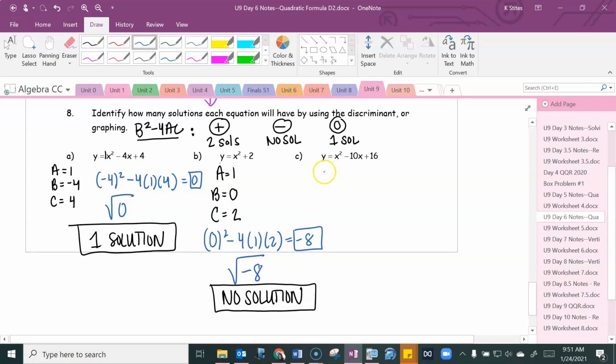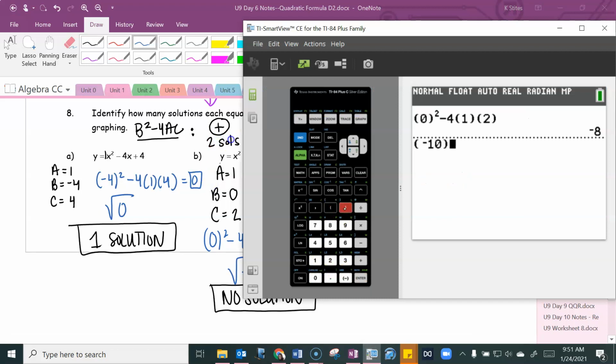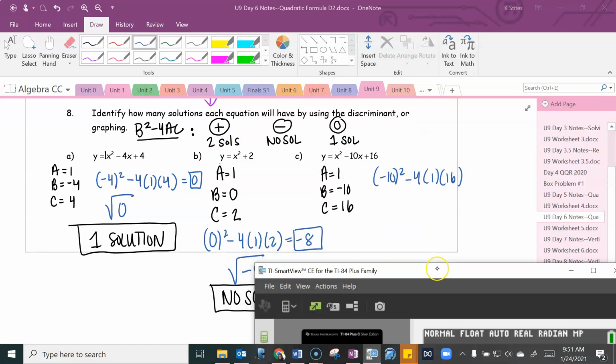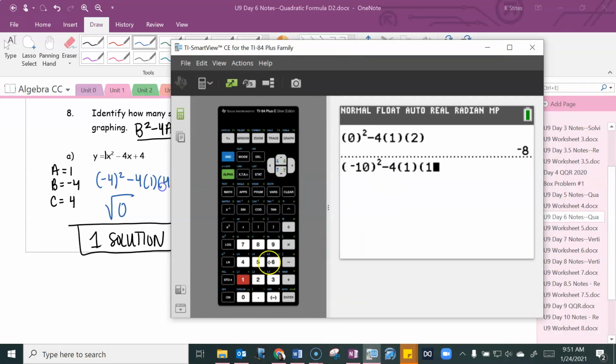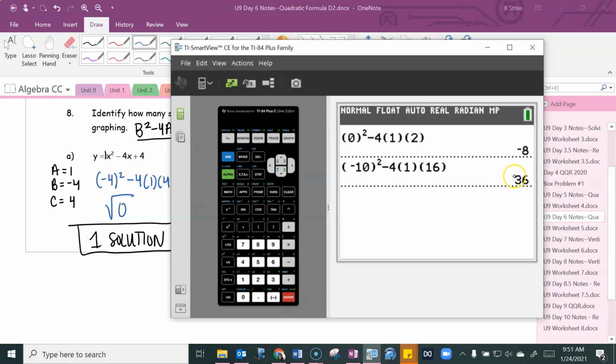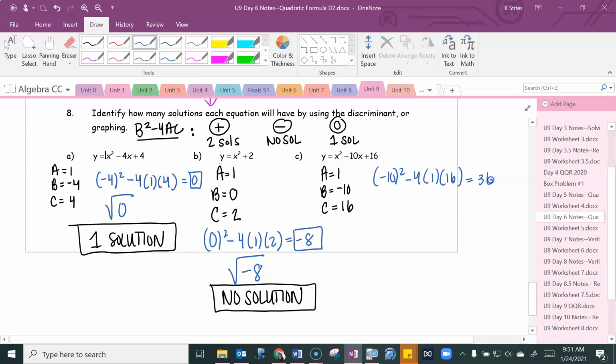All right, last one. A value is a 1. B value is a -10. C value is a 16. B squared minus 4AC. Let's type it in. Was 1 and 16. And we get a 36. That means we have a square root 36, and it doesn't matter what number it is. What matters is that it's a positive number. And so since it's a positive number, we will have two solutions.